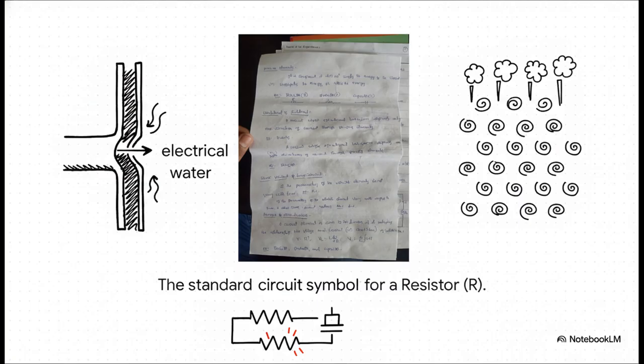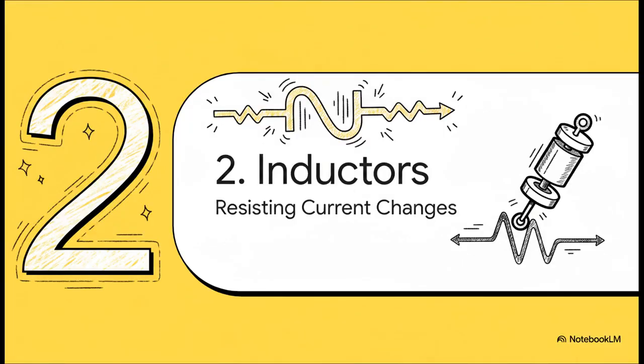Notice how perfectly the standard circuit symbol matches its function. Represented by this jagged zigzag line and marked with an R, a resistor doesn't store any energy for later. It merely dissipates it. When that electrical water pushes through the narrow pipe, it creates friction, releasing that energy harmlessly as heat. Moving smoothly to our second concept, number 2, inductors, resisting current changes.